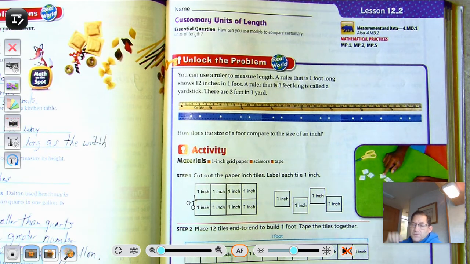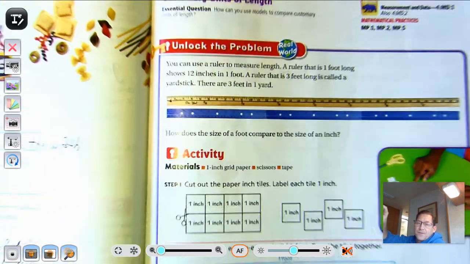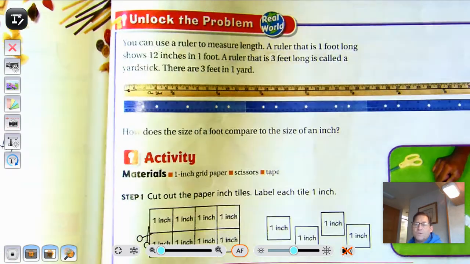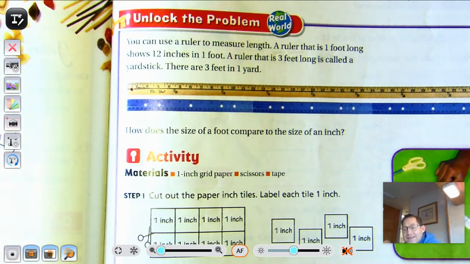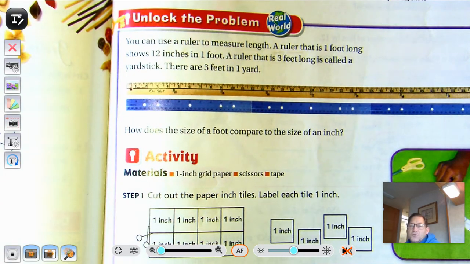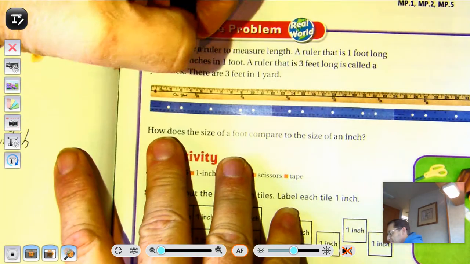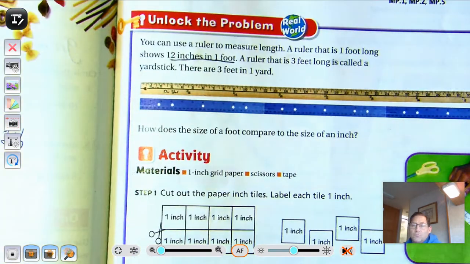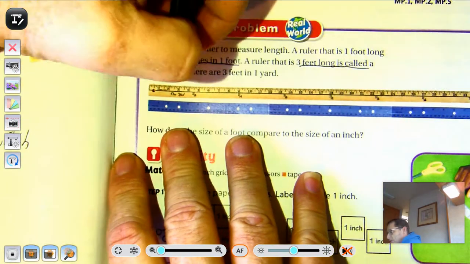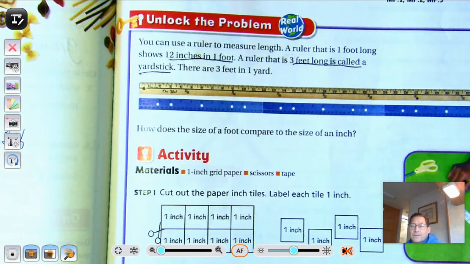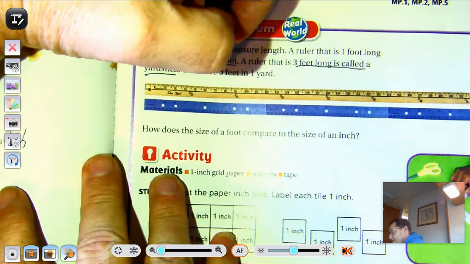You can use a ruler to measure length. A ruler is 1 foot long. A ruler that is 1 foot long shows 12 inches in 1 foot. A ruler that is 3 feet long is called a yardstick. There are 3 feet in 1 yard.